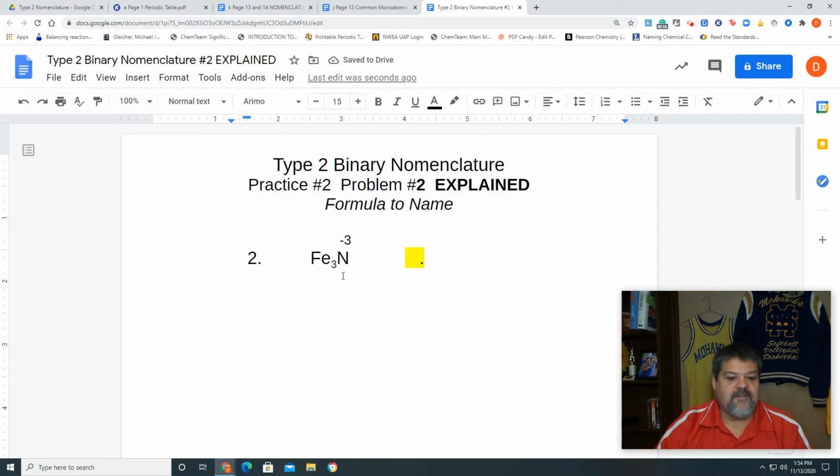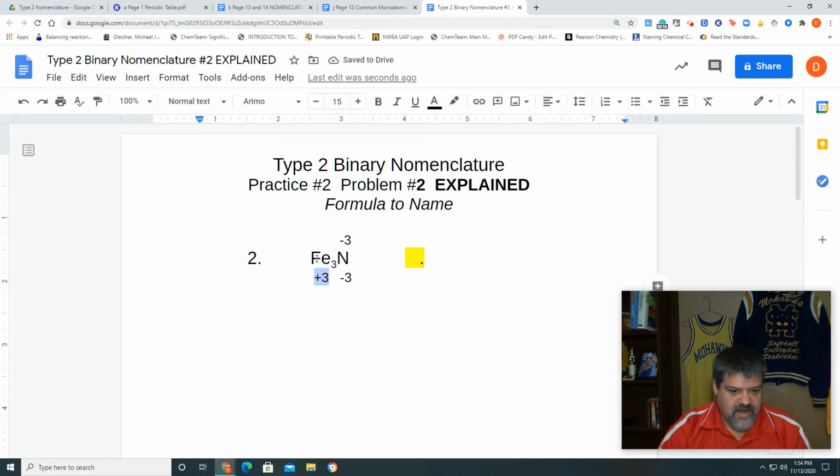Well, I only have one nitrogen, so my overall charge for nitrogen is a -3, since -3 times 1 equals -3. Which means that my overall charge for my iron must be a +3, because they need to cancel each other out.